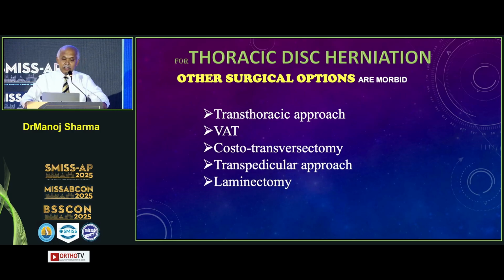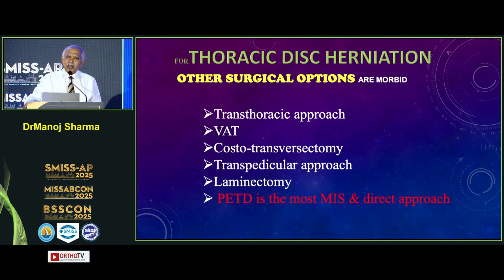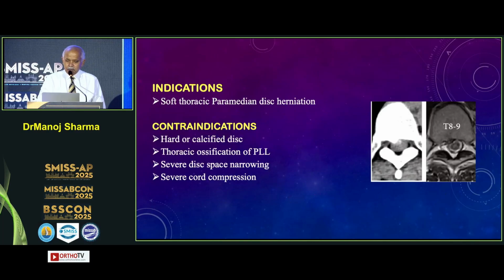Now for the thoracic disc, other options which we have are very morbid. Like you can have a transthoracic approach, VAT, costotransversectomy, transpedicular approach, or laminectomy. But transforaminal discectomy is the most MIS and direct thing which we can do.